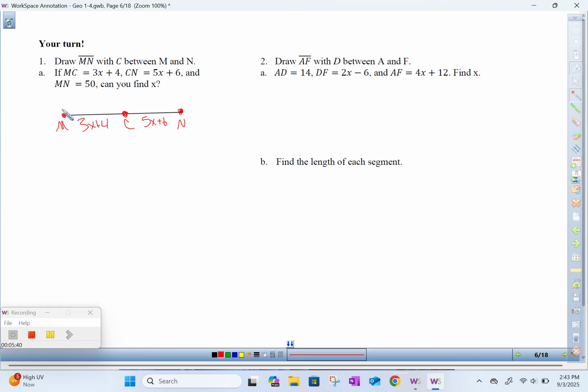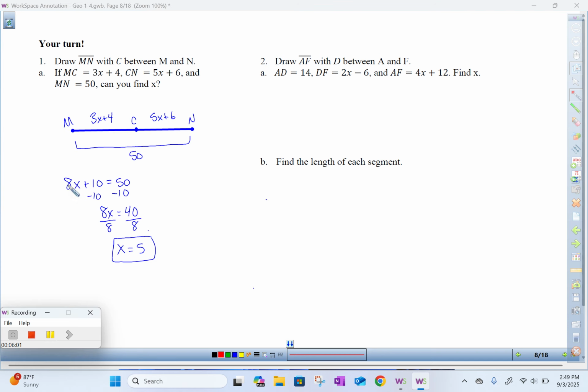Then they give us MN, the entire length, is 50. We're supposed to use that to find x. Okay, so from there, I'm going to let you pause the video, finish up this one, just solving for x, and then I want you to try number 2 on your own. When you're finished, play the video, and I'll go over these problems.